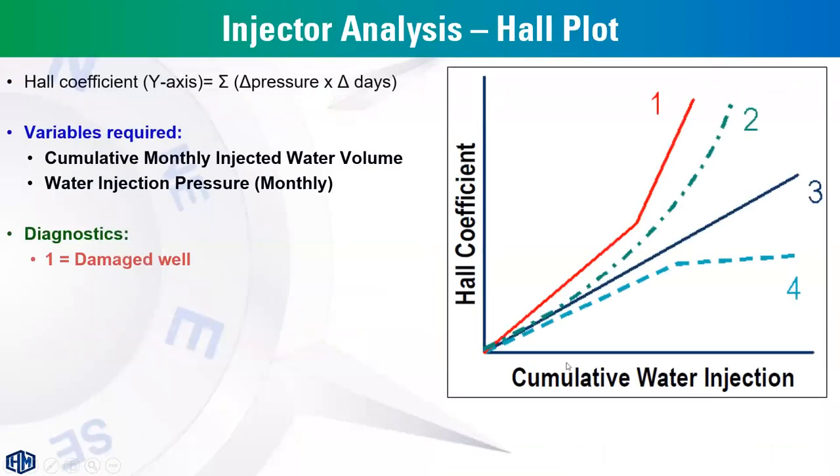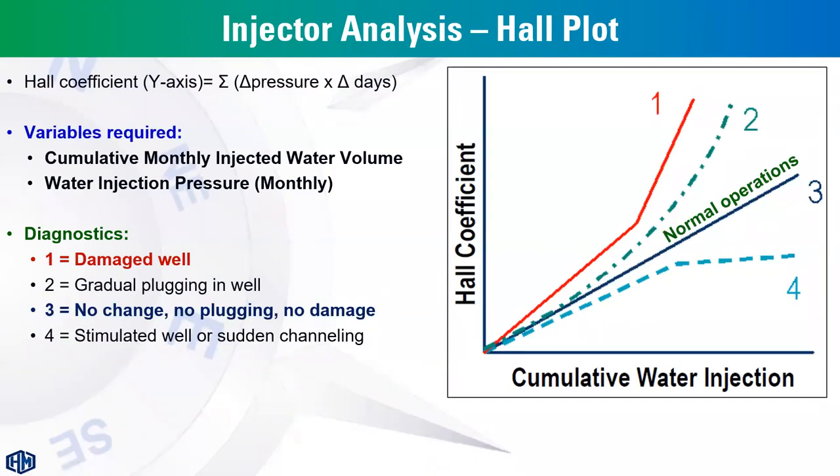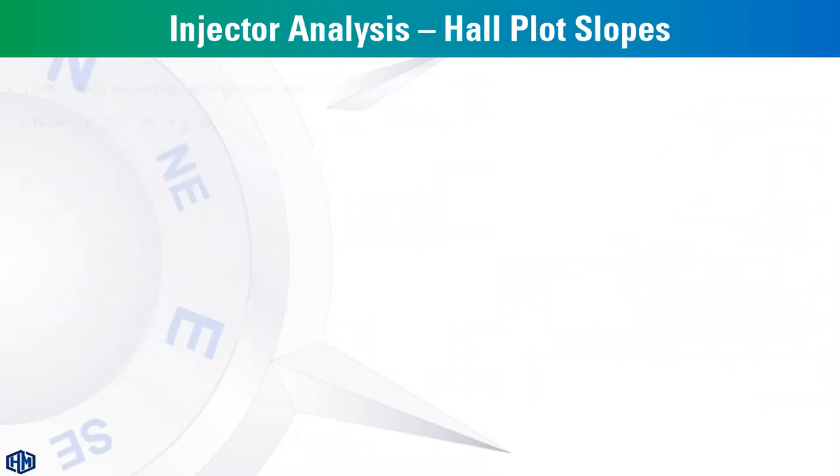So I'll plot it. We have the Hall coefficient, which is a summation of delta pressure multiplied by delta time. The required parameters are cumulative monthly injected water volume and water injection pressure. So this is the normal operation, and the deviation to the uplift side is an indication of damaged wells or gradual plugging, while the deviation to the right direction is an indication of improvement in the injectivity or of stimulation operations in the injector wells.